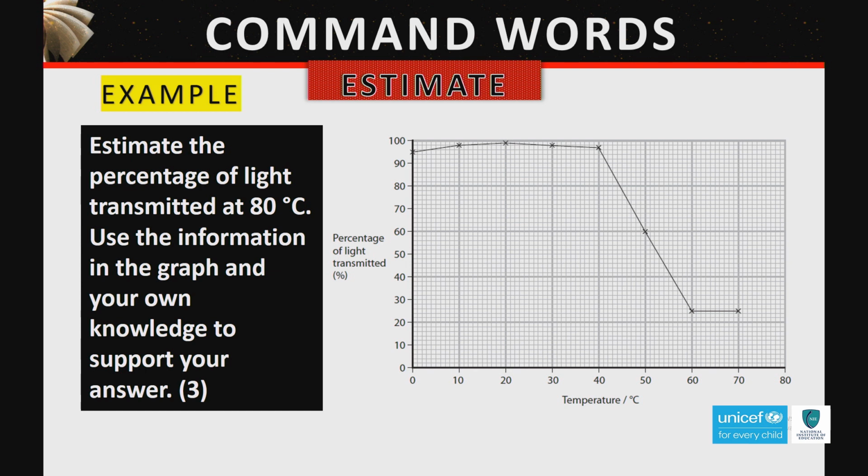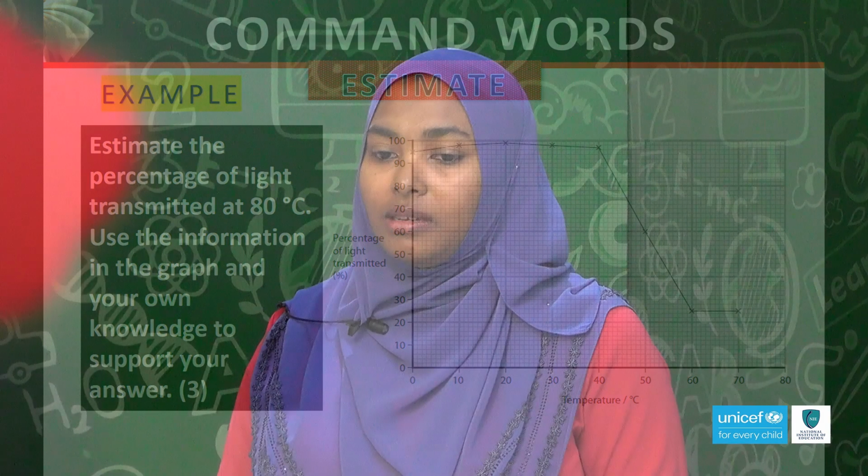So how do we actually estimate a value? We have to evaluate the given data. If we look at this graph, let's have a look above 60 degrees Celsius. As you can see from the graph, the value is 25%. So when we increase the temperature from 60 degrees Celsius, you are still observing that the percentage of light transmitted is constant. So when we are estimating a value, we have to extrapolate from the given data. We are observing that the value is becoming constant.